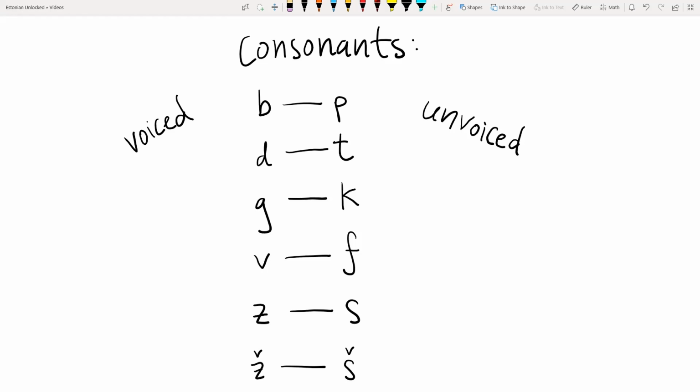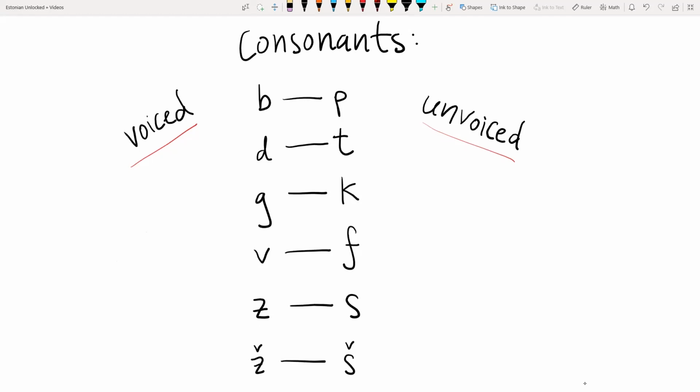Consonants in Estonian are very similar to how they are in English. And as we work through these, I want you to think about them in the framework of voiced versus unvoiced consonants. As we work through this list, you'll see that on the left side are all of these letters that are voiced consonants, and on the right side are all the letters that are unvoiced consonants. But as we say these letters, our mouth does pretty much the same thing. Let me show you what I mean.